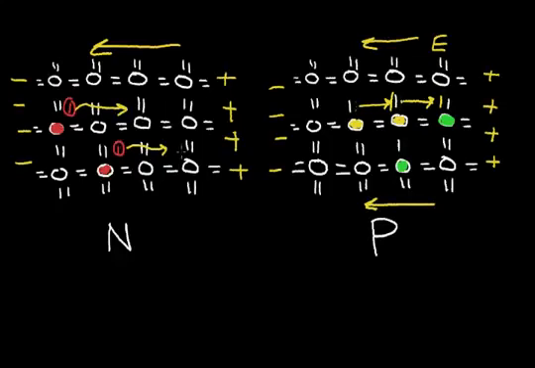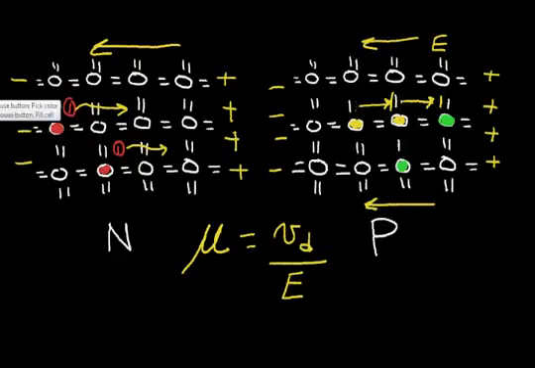There's a property of silicon that's called mobility, and that's denoted by the Greek letter mu. The mobility is equal to the average drift velocity of the carriers divided by the strength of the electric field that I'll call E. Now this drift velocity, or V sub d, is a measure of how the electrons in the n-type silicon are free to move to the right towards this positive charge.